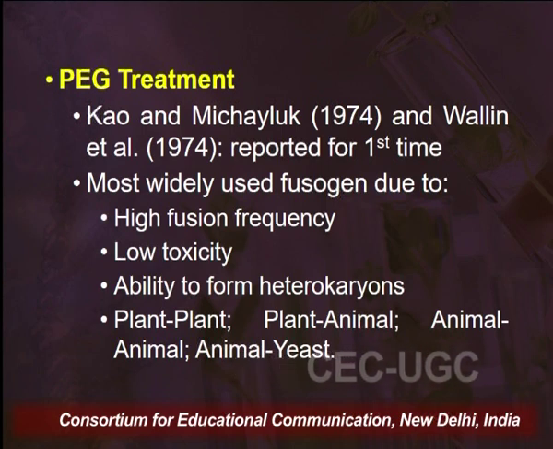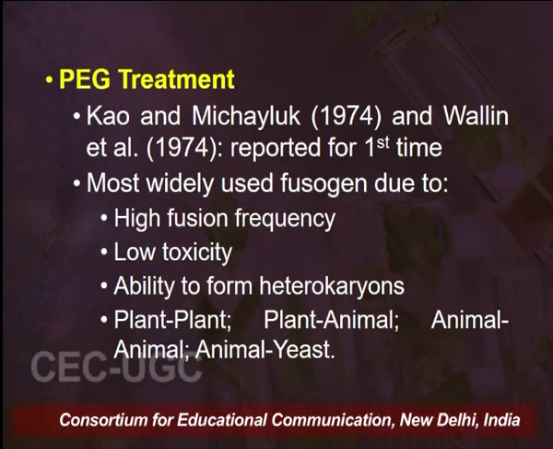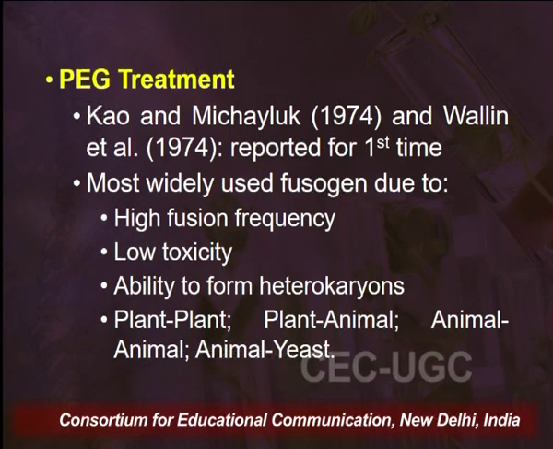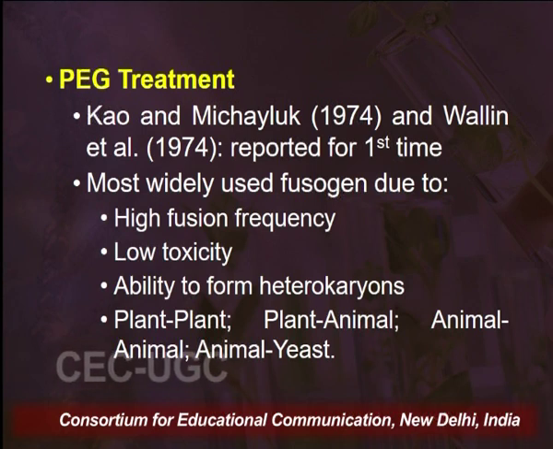Because it has high fusion frequency, it has low toxicity towards the isolated protoplast, and it has high ability of formation of heterokaryons. That is, if you are fusing the protoplast of two different species, then the yield of those hybrids is quite high in case of PEG in comparison to the sodium nitrate method. With the help of PEG, it was also found that you can fuse plant-plant protoplast, plant-animal protoplast or animal-animal protoplast, or even animal-yeast protoplasts.